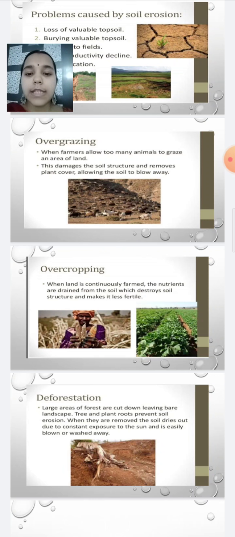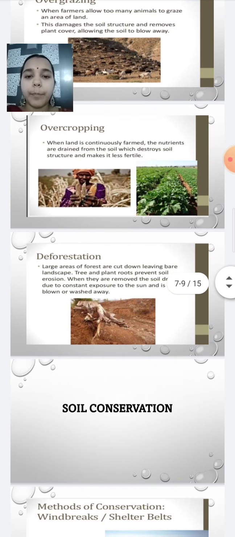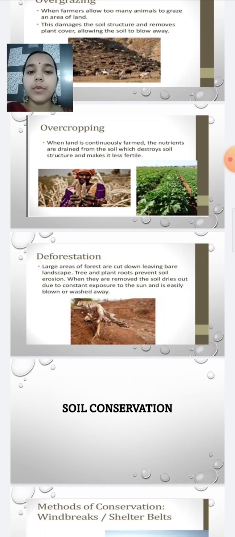Next is overcropping. That is, when land is continuously farmed, the nutrients are drained from the soil, which destroys soil structure and makes it less fertile. That is, when we are using the land continuously, what happens? If there is no rest given to the soil, then definitely it will lose its nutrients and hence it will lead to soil depletion or soil erosion.